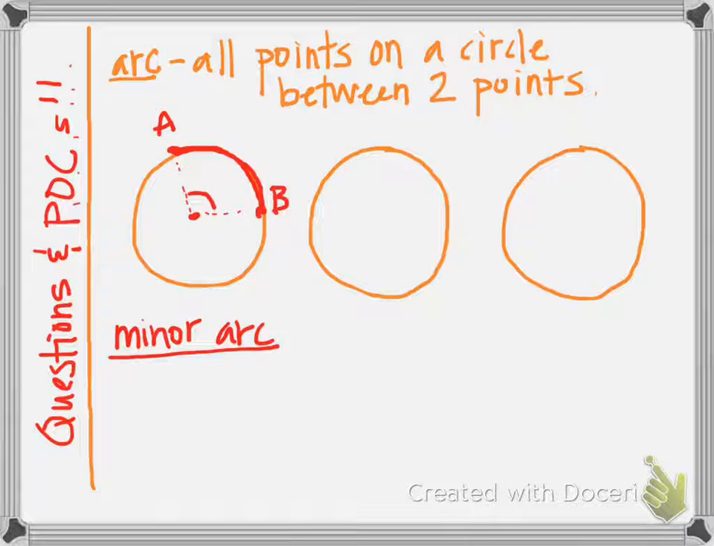So the way that we would write an arc, it's kind of like writing a segment. Instead of a line on top, it's a curve on top. And then to represent its measure, you will just put an M in front of it, just like for the measure of an angle. So we would write it like this. The measure of arc AB has to be bigger than 0 and less than 180 degrees for it to be a minor arc.